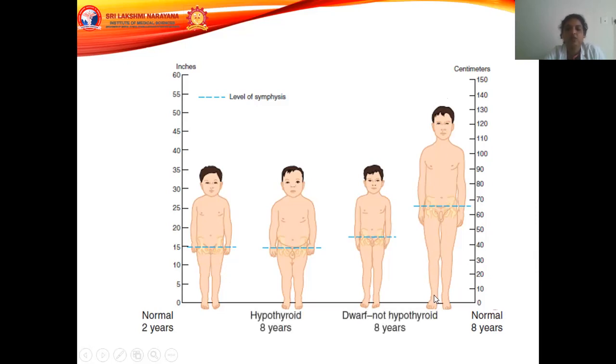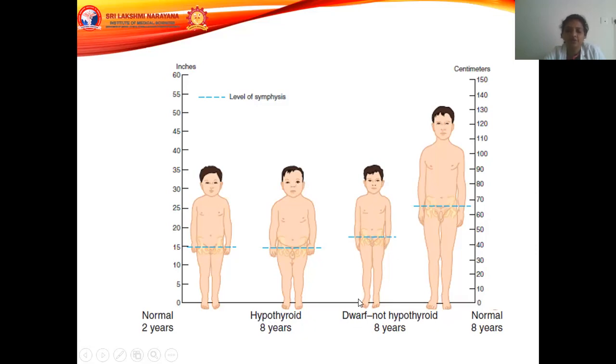Whereas, when you consider a hypothyroid individual of 8 years old, okay, he will mimic the features of a normal 2-year-old. So it means that the upper segment, lower segment difference is not achieved, and also the total height of the individual is not achieved. Okay.